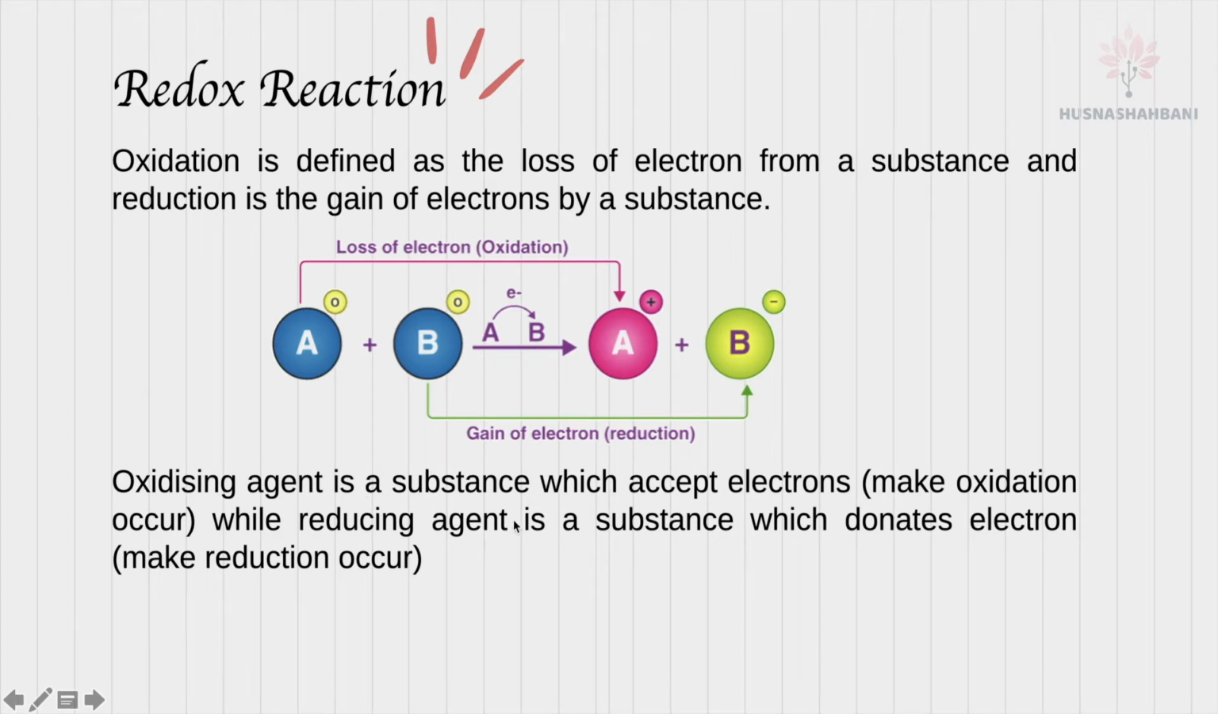While a reducing agent is a substance which donates electrons. It is called a reducing agent because it makes reduction occur. A becomes A plus, so this is a reducing agent because it makes the reduction occur while itself being oxidized. It is being oxidized, it is oxidation, but it makes reduction occur. That's why it's called a reducing agent.